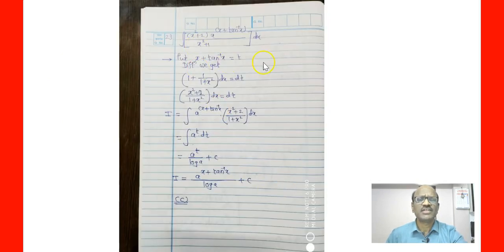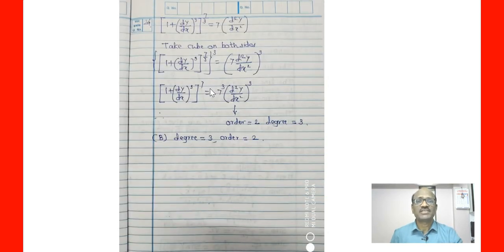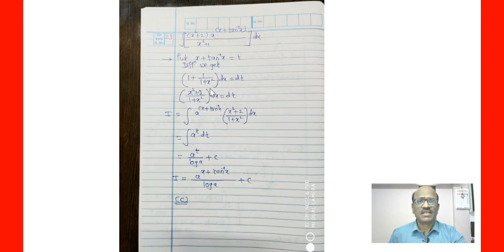Put tan inverse of x equals t. After the differentiation and simplification, 1 plus 1 upon x square into dx is equal to dt, that is x square plus 2 upon 1 plus x square into dx is equal to dt. Therefore, the integral of a raised to x plus tan inverse of x, which I had split in this manner, that is x square plus 2 upon 1 plus x square into dx, becomes the integral of a raised to t dt, and its integral is a raised to t upon log of a, and you will get that the C option is the correct one.